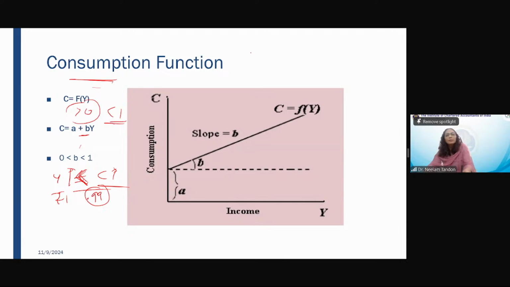Why less than 1? Because what is B? B is marginal propensity to consume. This marginal propensity to consume is change in consumption to change in income. If income increases by 1, consumption will increase by less than 1, maybe 0.8, 0.9, and so on. Okay, so that is what Keynes said. So this equation is depicted through this graph.